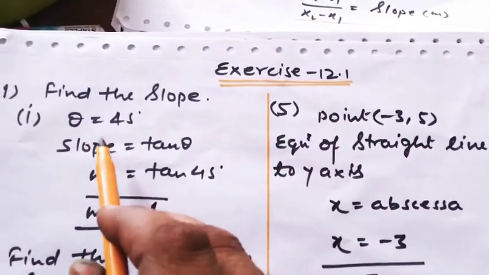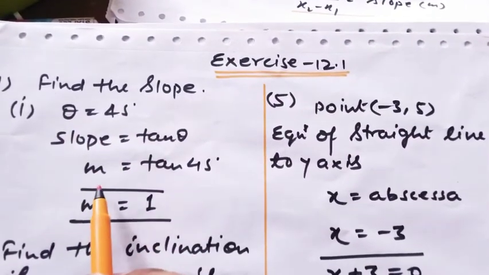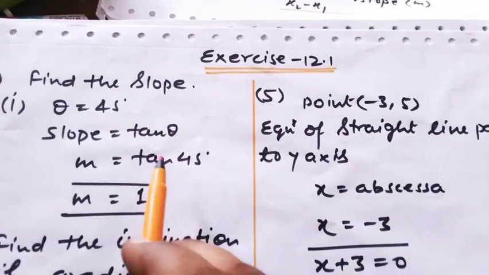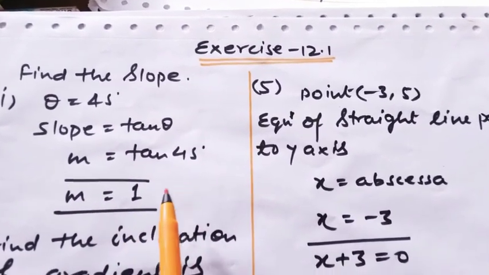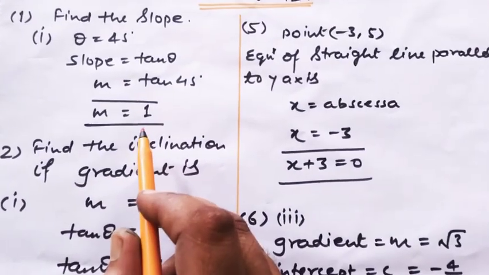In the first question, theta is given, and we have to find the slope. We know that slope is equal to tan theta. Theta is 45, so tan 45, and the value of tan 45 is 1. Therefore, the slope, that is the gradient, is 1.